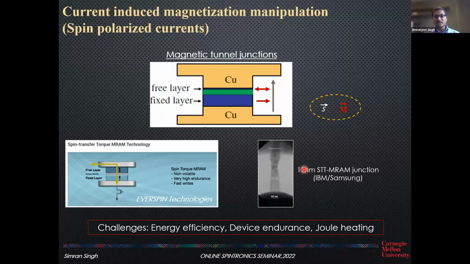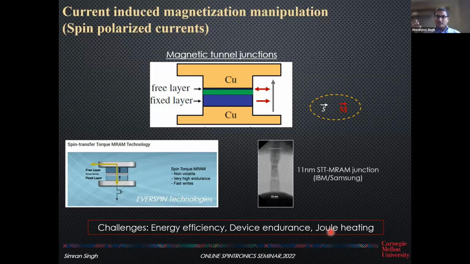But there are challenges of doing this magnetic manipulation using the spin polarized current or spin transfer torque. For example, it may not be the most energy efficient way you can think of. Also in these magnetic tunnel junctions, you have a tunnel barrier, an oxide layer, in the system, and you're passing a large charge current through the system. That directly affects the device endurance, and also leads to Joule heating and a lot of energy dissipation.